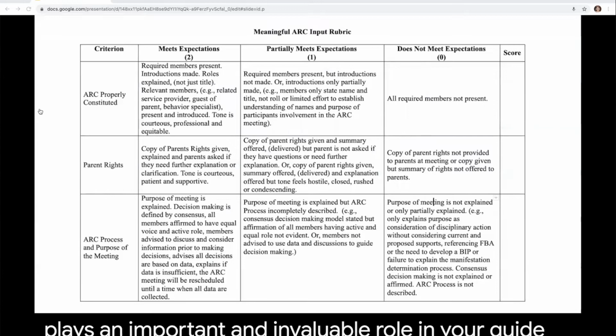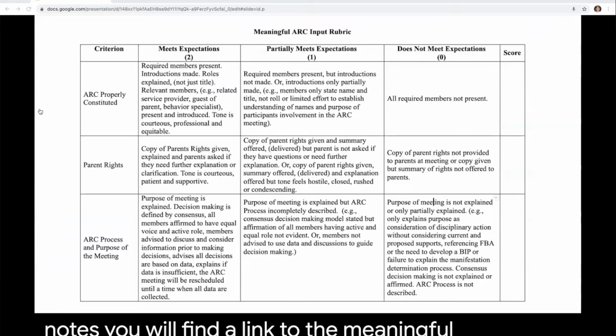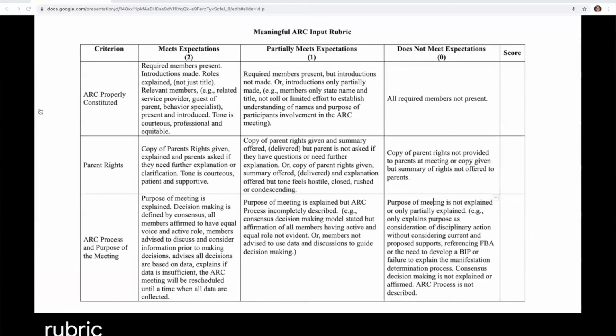In your guided notes, you will find a link to the Meaningful ARC Input rubric. Take a few minutes, pause the video, and review the rubric. On the next slide, you will see a video of an ARC meeting. Use the rubric to score this meeting.